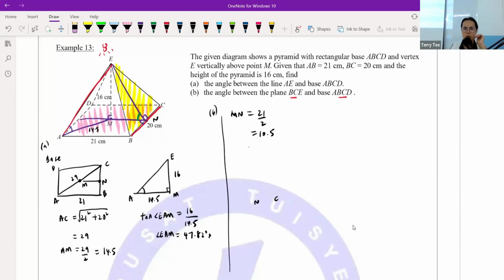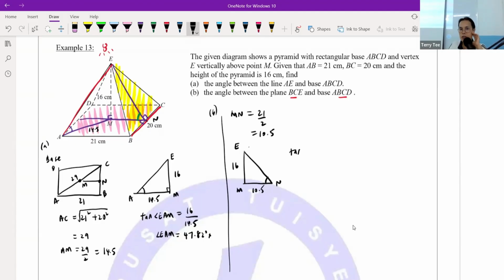Oh, no, because we already know the length of EM, right? We know EM is what? 16. We know MN, 10.5. Yeah, you don't have to find EN. Sorry, I almost wanted to find EN. No need to find EN.